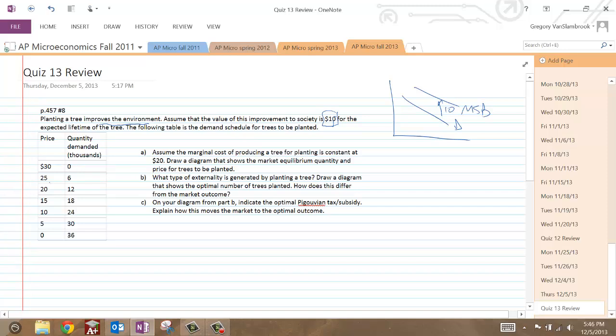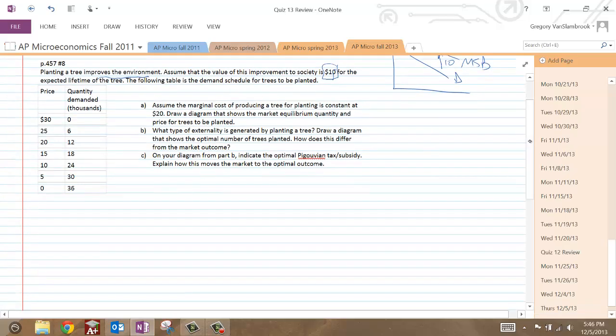So here's the table, and then the questions go like this. Assume the marginal cost for producing a tree for planting is constant at $20. Draw a diagram that shows the market equilibrium quantity and price for trees to be planted. So we're going to draw a graph here. This is for part A. Axes are quantity and price. And it gives us the marginal cost of producing a tree for planting, constant at $20. And then the market quantity, since it says the market quantity, we're just going with the market demand, which we have right here. We don't need to worry about the externality to find that.